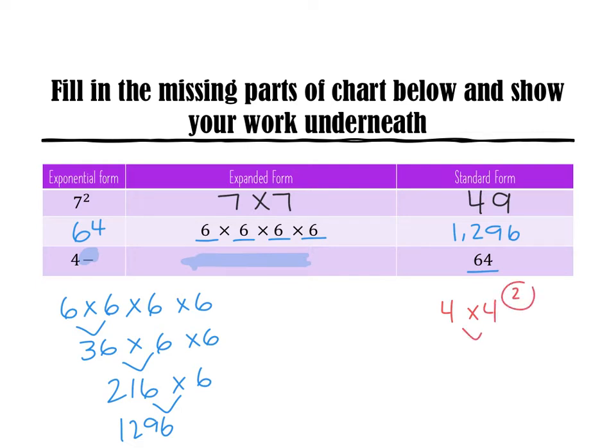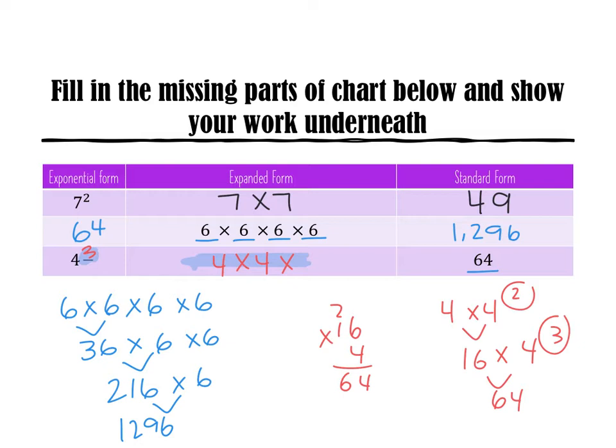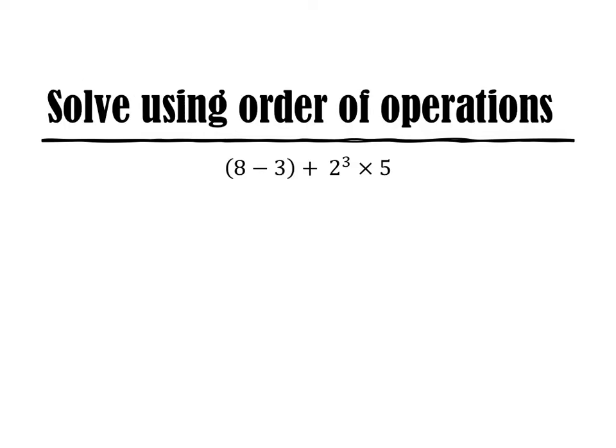Well, 4 times 4 is 16, so it's not going to be 4 to the 2nd power. So let's try 16 times 4. 16 times 4 gives us 64. So that's actually to the 3rd power because we just added one more 4. So 4 to the 3rd power, or 4 times 4 times 4, is going to give us our standard form of 64.